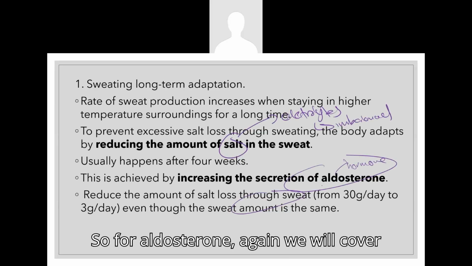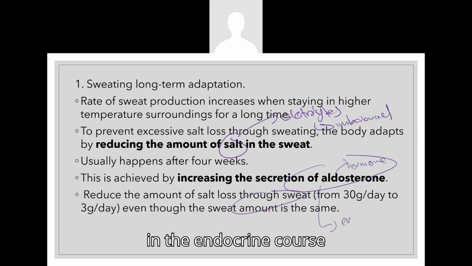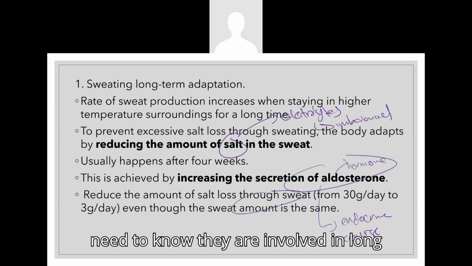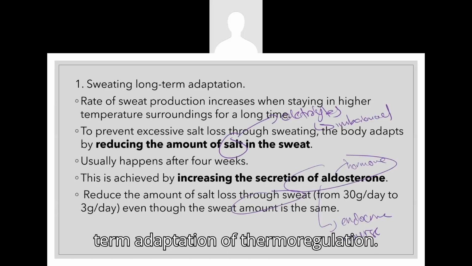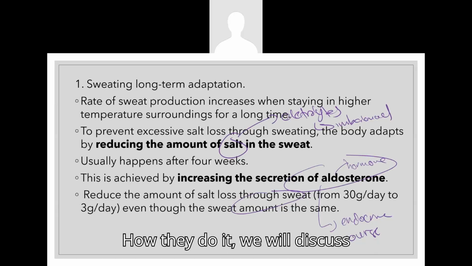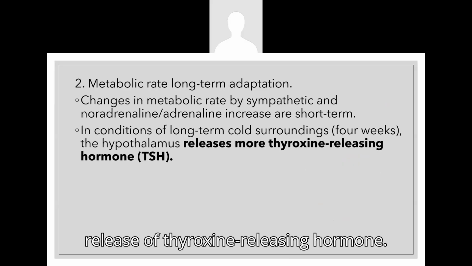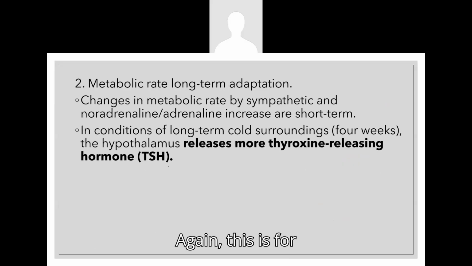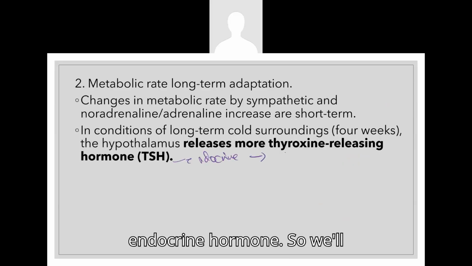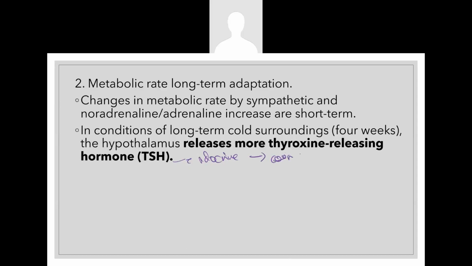So for aldosterone, again, we will cover in the endocrine course. So for this, you just need to know they are involved in long-term adaptation of thermoregulation. How they do it, we will discuss next course. So another thing is by increasing the release of thyrotropin releasing hormone. Again, this is for endocrine hormone. So we'll cover in next course.